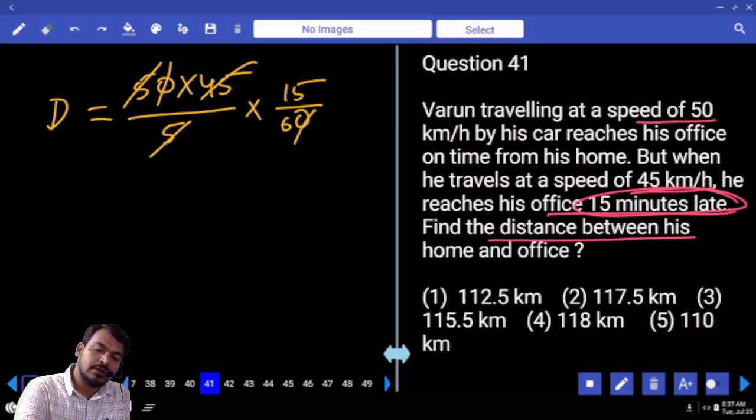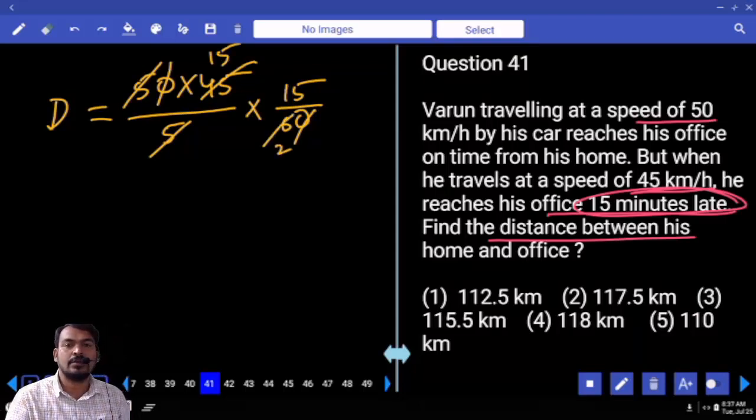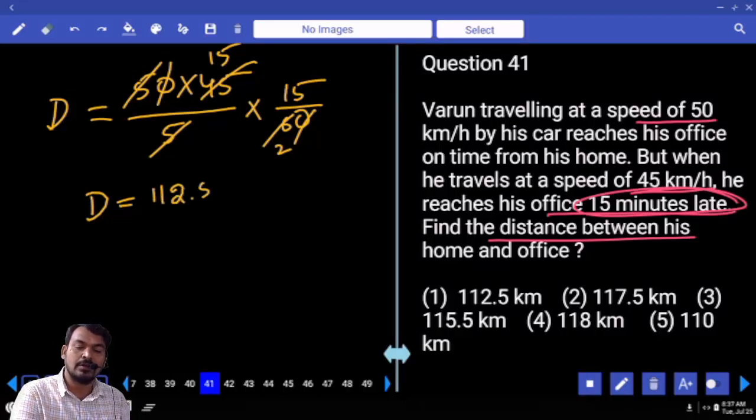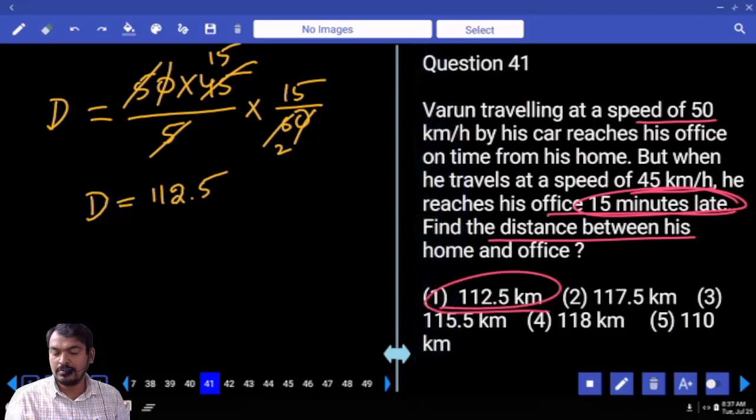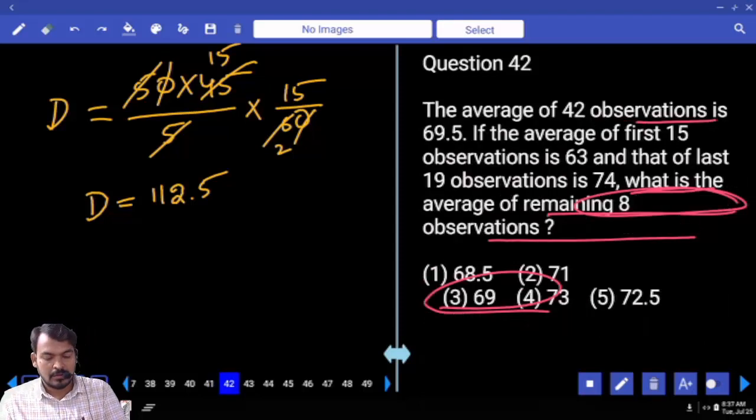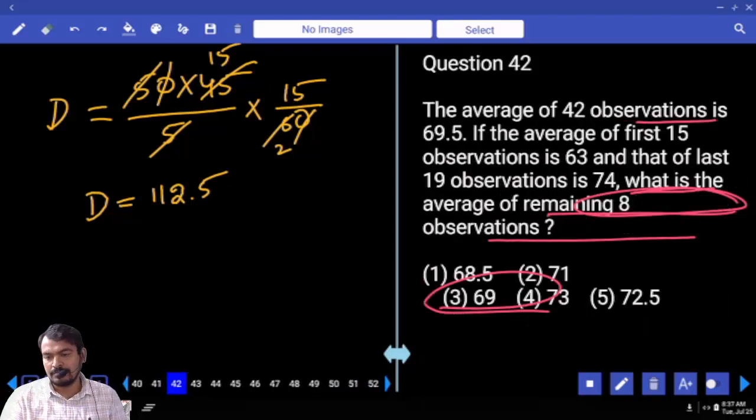3 how many times here? 15. 3 how many times? 12. 15 into 15 is 225. 225 by 2. What is half of 225? 112.5. Which option? First one. Next, question number 42.